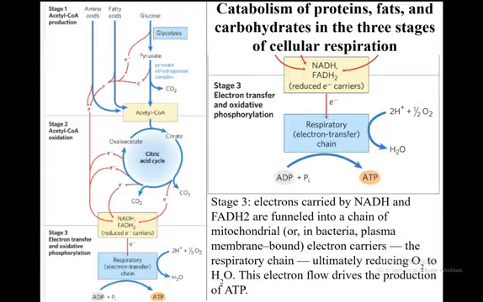And then from there on, we have all this NADH and FADH2 as electron carriers that will do the 3rd stage, where it reduces the oxygen to water and also facilitates the production of ATP.